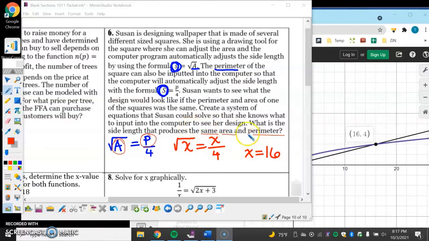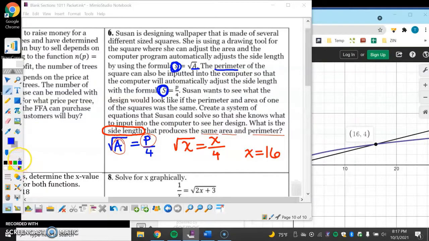So X is what we replaced P and A with. A represents area and P represents perimeter. This says, what is the side length? So the answer we give them needs to be the side length. Is 16, if we think carefully about this, is 16 the side length that gives the same area and perimeter?